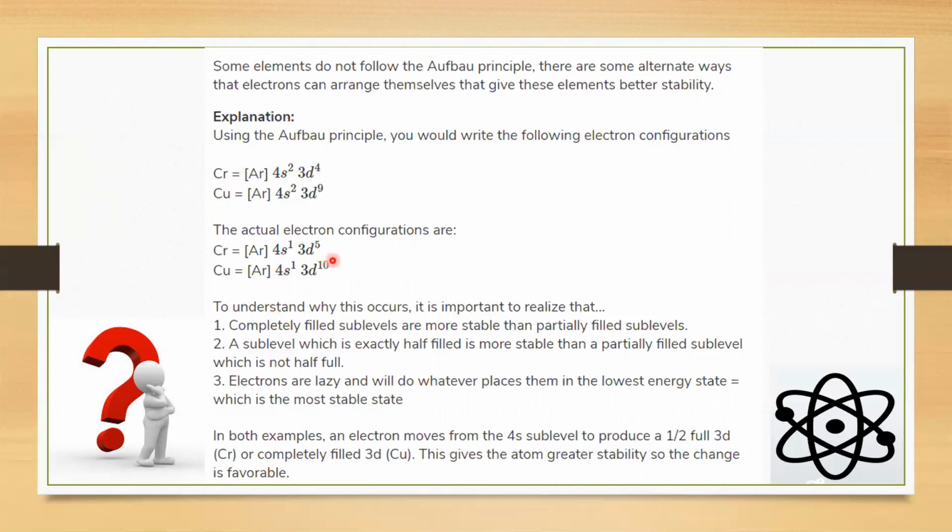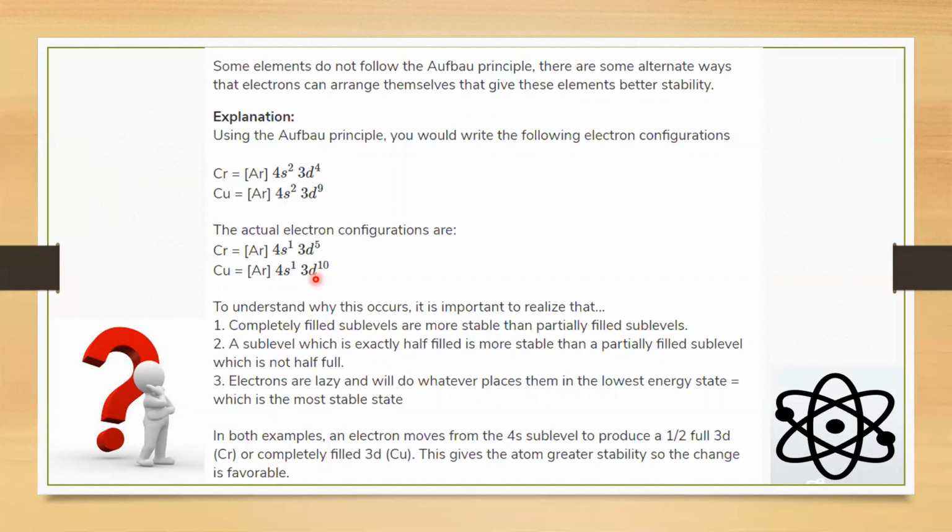Rather, we write it like this. Chromium: argon core, 4s1, 3d5. Then copper: argon core, 4s1, 3d10. Why? Because as we discussed in the previous slide, stability does matter with half filled or completely filled. Now we have 5 suborbitals or d orbitals and each suborbital can accommodate maximum 2 electrons, hence the 5 suborbitals can accommodate a maximum of 10 electrons.